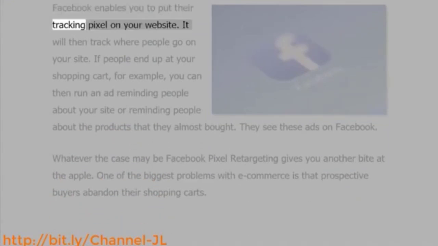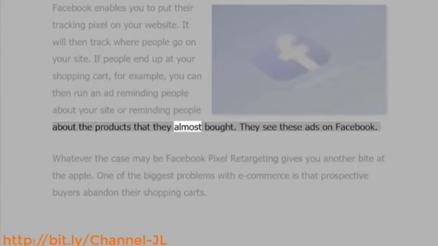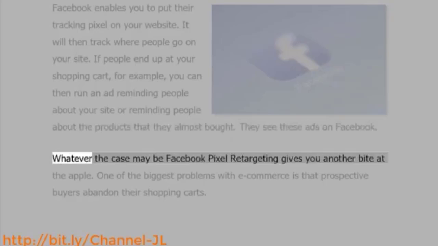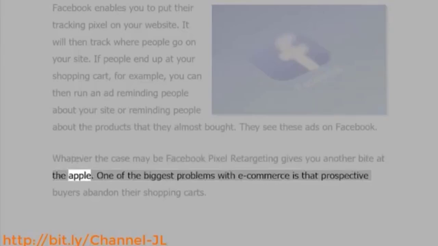Facebook enables you to put their tracking pixel on your website. It will then track where people go on your site. If people end up at your shopping cart, for example, you can then run an ad reminding people about your site or reminding people about the products that they almost bought. They see these ads on Facebook. Whatever the case may be, Facebook pixel retargeting gives you another bite at the apple.